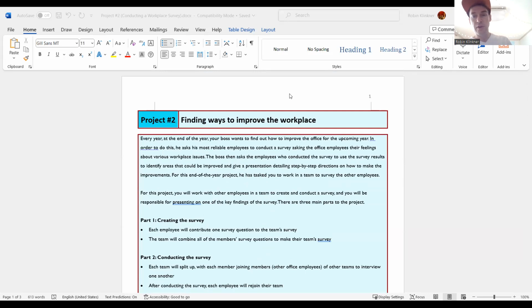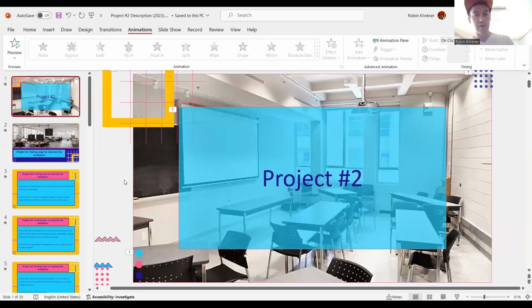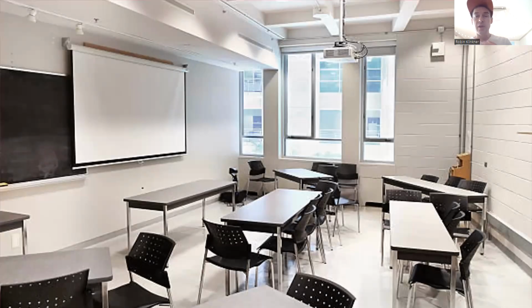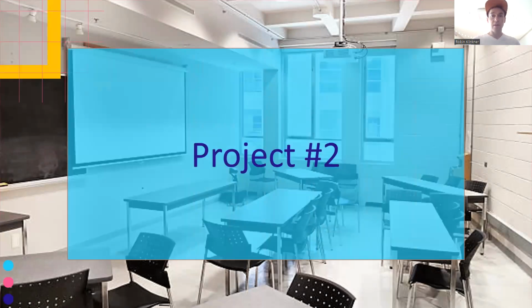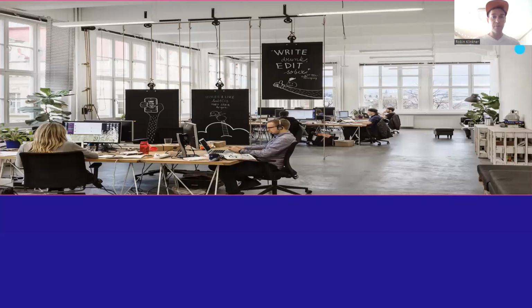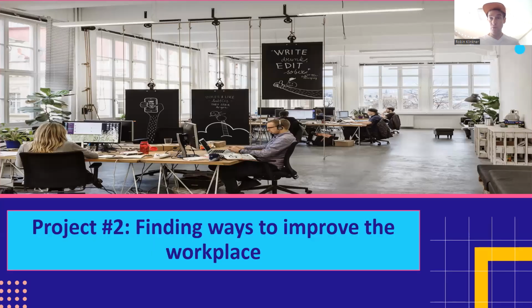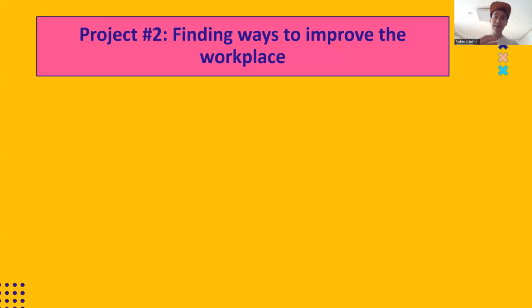So let me start by sharing the PPT. Let me go over Project 2 so we don't have to spend all this time talking about or introducing it in class. So this is Project 2. And what is Project 2? Well, it's all about finding ways to improve the workplace. So what are you going to do in this project? Well, you're going to work in a group. Let's just keep the same groups as Project 1.